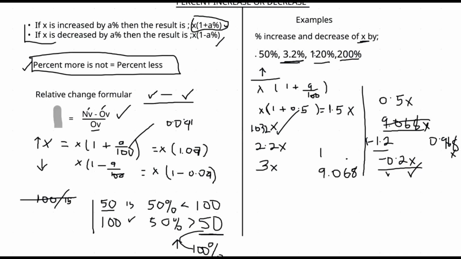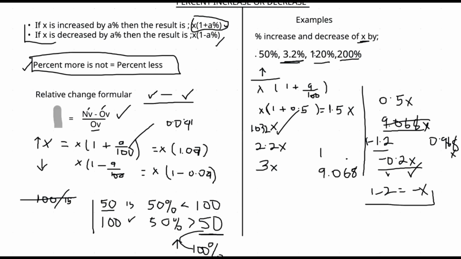Now, with the last one, it decreased by 200%. So you divide by 100, you have 2. 1 minus 2, you have negative 1. So you multiply x by negative 1, and you have negative x. And this would be your value.